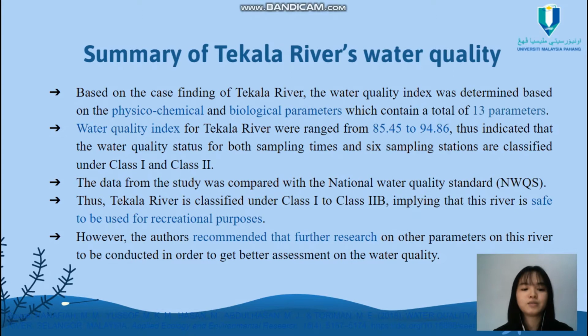The data from the study was compared with the National Water Quality Standard, NWQS. Thus, the Tekala River is classified under Class 1 to Class 2B, implying that this river is safe to be used for recreational purposes. However, the authors recommend that further research on other parameters on this river be conducted in order to get a better assessment of the water quality.